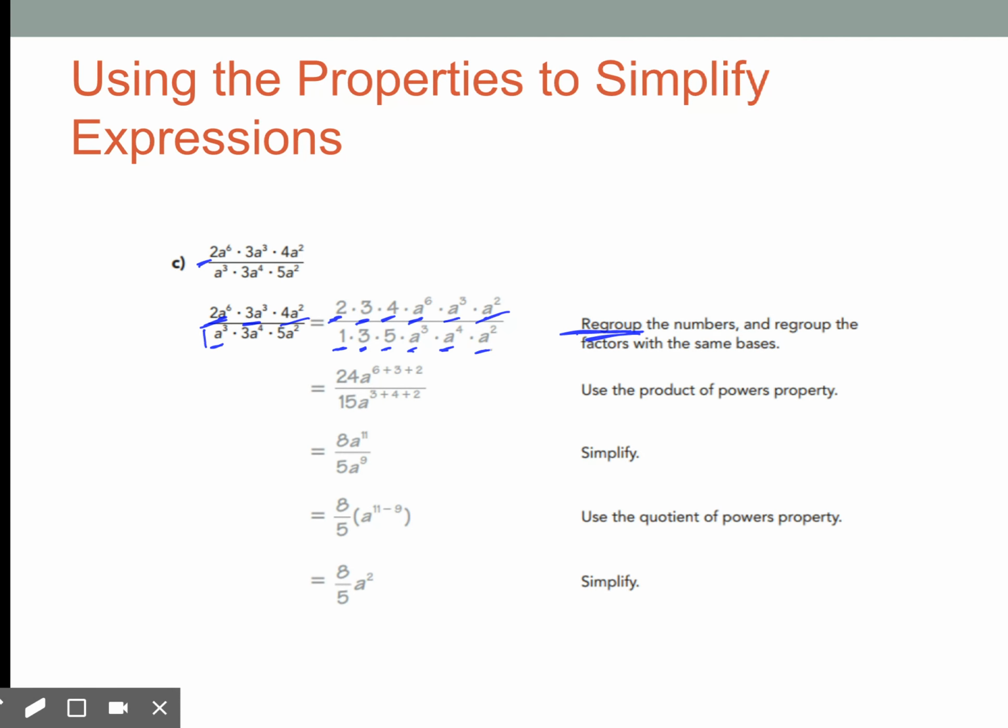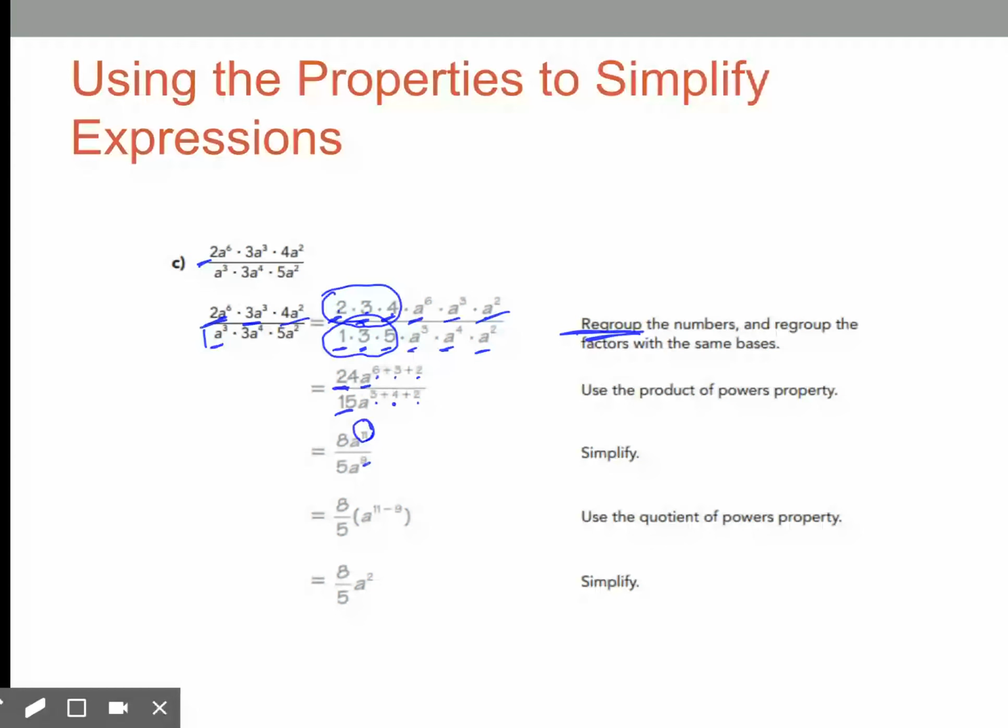So now you are going to start doing the math using the product of powers. Please remember that with all of your numerical terms, you're just going to do the math and multiply. So 2 times 3 is 6. 6 times 4 is 24, which is where they get this 24 from. And now we add our variable of a and add the exponents 6, 3, and 2, which will turn into this 11 here. And then 1 times 3 times 5 is 15. And 3 plus 4 is 7, plus 2 is 9.